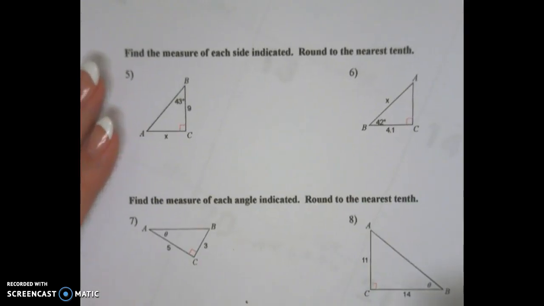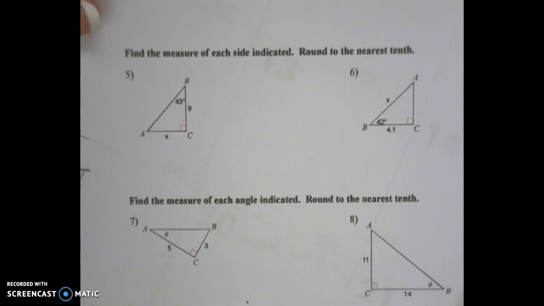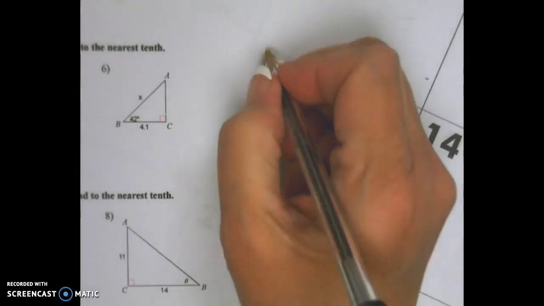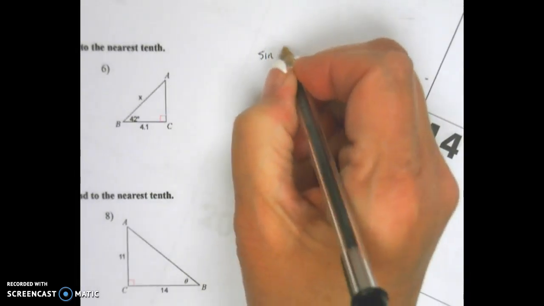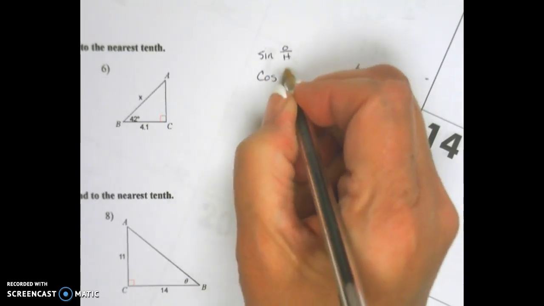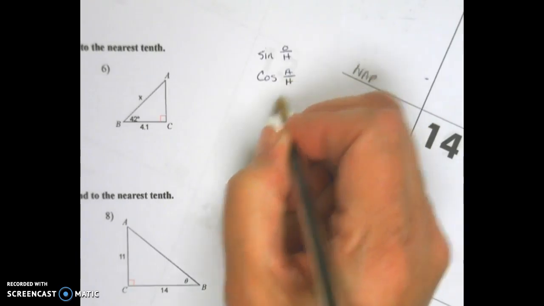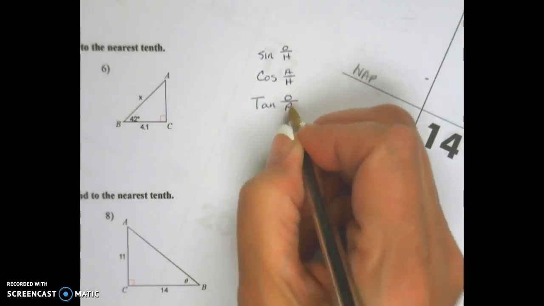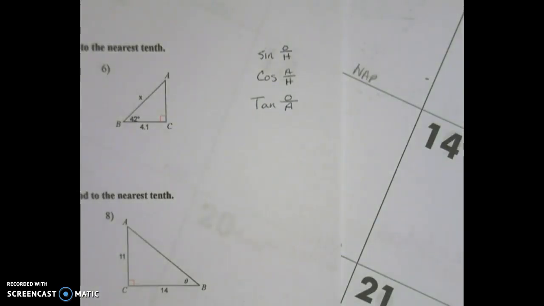The next set of problems that you have deal with the trig functions. Sine, cosine, tangent are the ones that I want you to focus on. So I'm going to come over here to the side, and I'm going to rewrite these. Sine is opposite over hypotenuse. Cosine, adjacent over hypotenuse, and tangent, opposite over adjacent. Now we need to remember these 3 trig functions. They're based on the sides of the triangle.